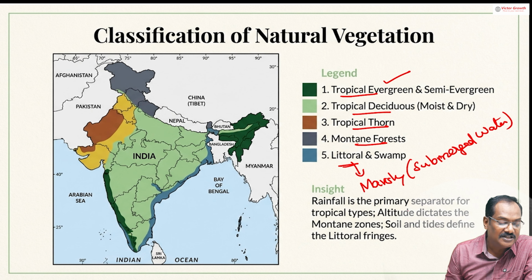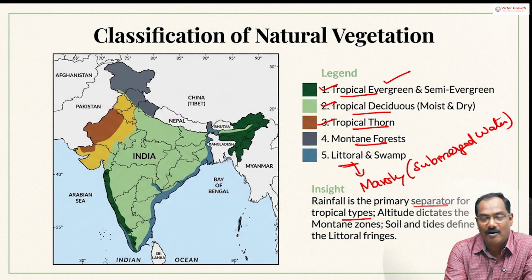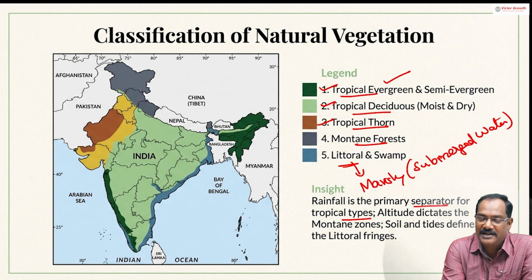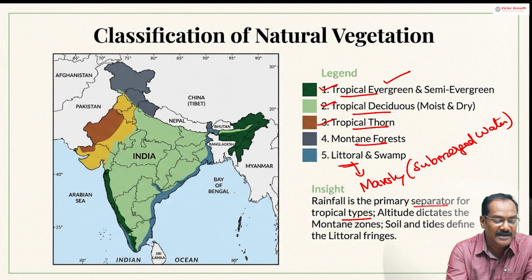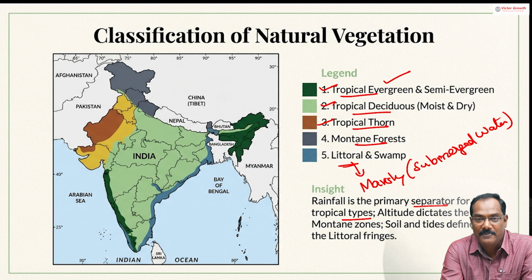Rainfall is the primary separator of tropical types. These three types I am telling you have almost the same temperature and almost the same sunlight, but in evergreen you have more rainfall, in deciduous less rainfall, and even less rainfall in thorny. So you can write down: rainfall is the primary separator for tropical types.